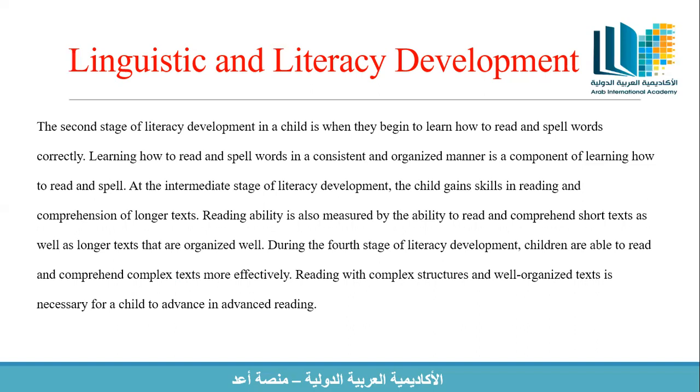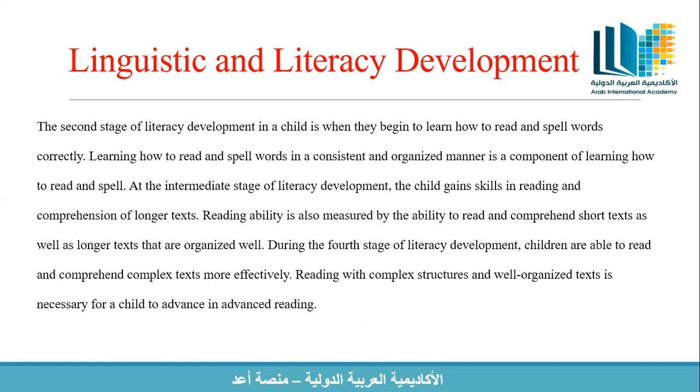Learning how to read and spell words in a consistent and organized manner is a component of learning how to read and spell. They actually start at the intermediate stage of literacy development. A child gains skills in reading and comprehension of longer texts. So here they start reading longer texts.